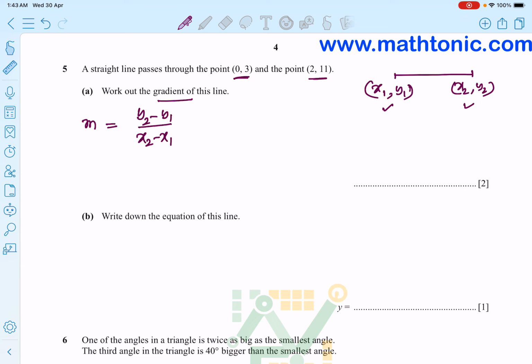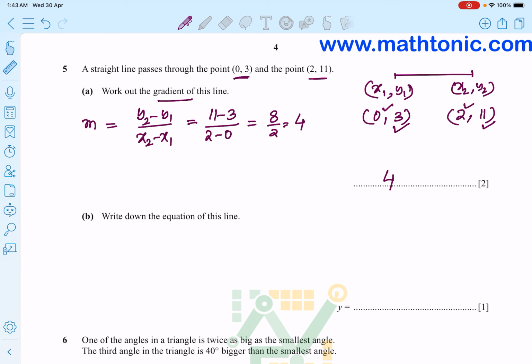Now see, it's given 0 comma 3 and 2 comma 11, right? So here y2 is 11, y1 is 3, so I can write 11 minus 3 over 2 minus 0. So we got 8 over 2, that equals 4. So I got this answer as 4.